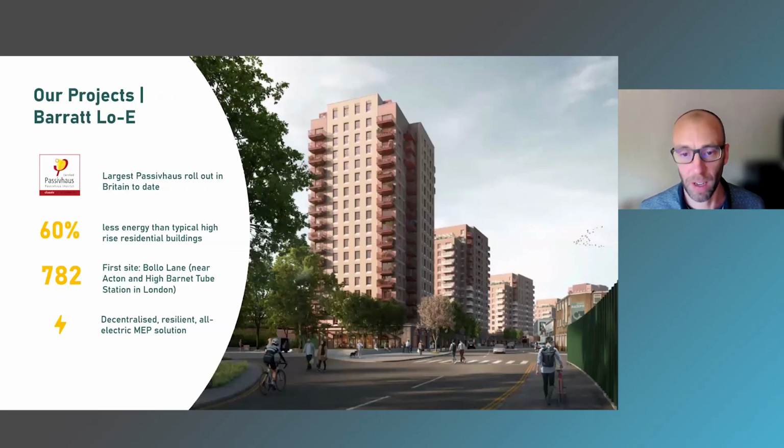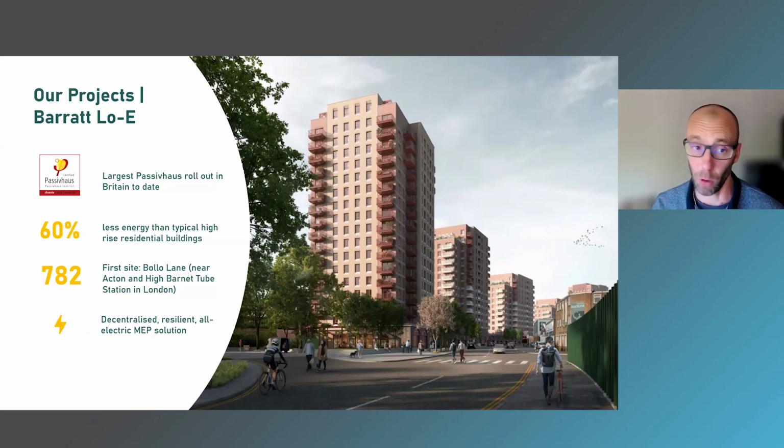So just to finish off then, very briefly, the Barratt stuff that's going on, you've seen a picture of this already. We're all pretty excited about this. This is Bollow Lane. It's nearly 800 apartment units. It's all done on the basis of what I've just shown you. So decentralized heat, optimized fabric, optimized windows.